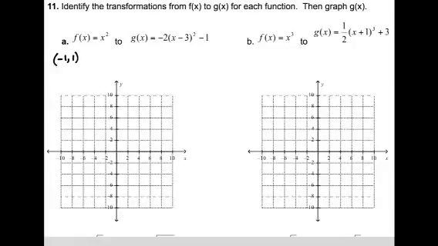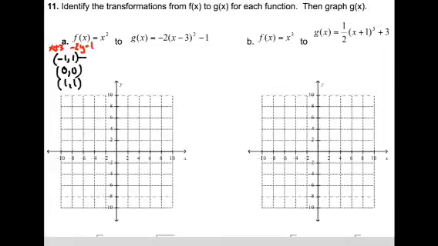So the reference points for a quadratic are, and I'll put them right here, negative 1, 1, 0, 0, 1, 1. Okay, so the h is 3. That affects the x coordinates. So x plus 3. And then the a is negative 2 and the k is negative 1. That affects the y coordinate. So negative 2y minus 1.